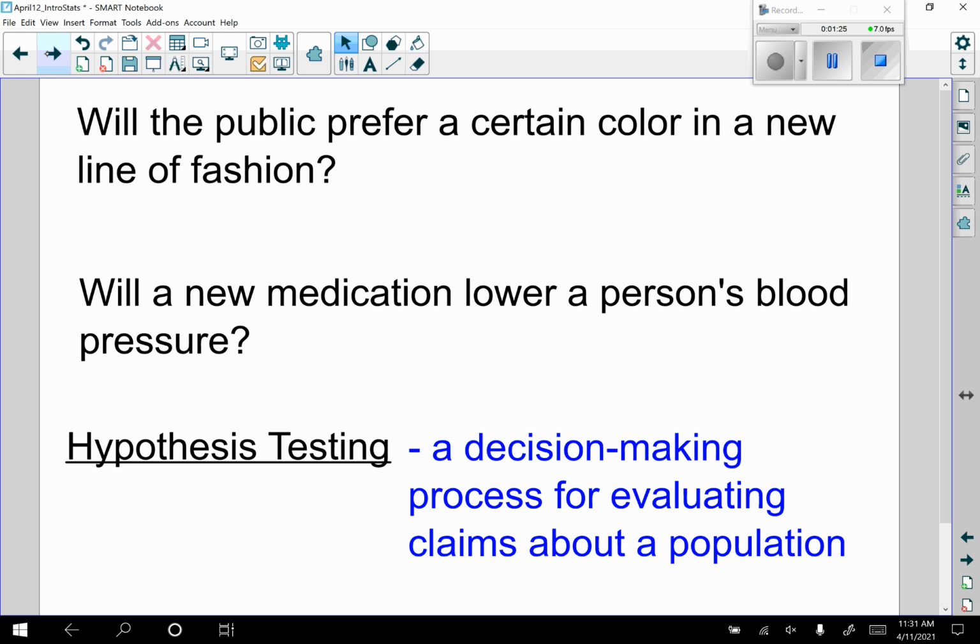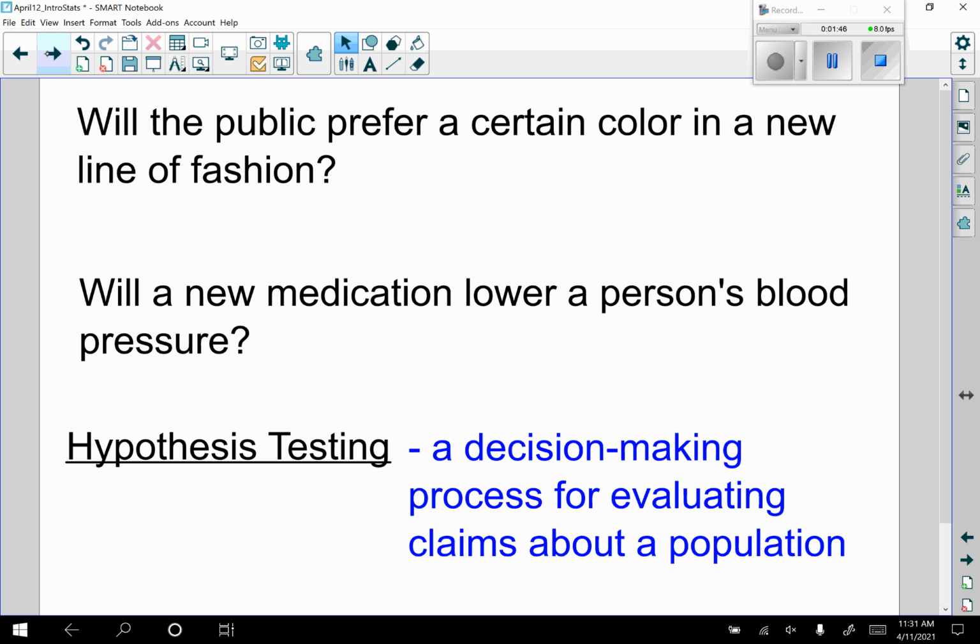So this all came about because researchers were interested in answering certain questions. So let's say we had a question of interest here. Will the public prefer a certain color in a new line of fashion? For this, we would gather some data, go through hypothesis testing, and reach a conclusion. Another question or example, will a new medication lower a person's blood pressure?